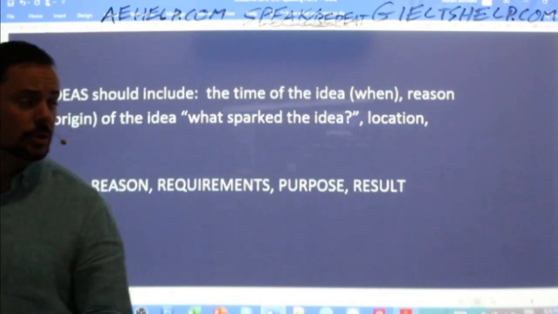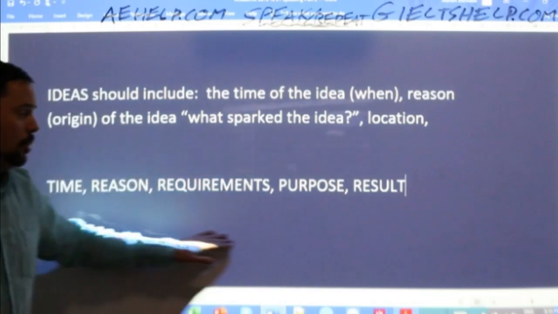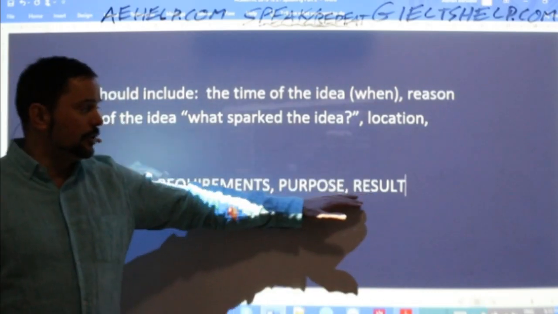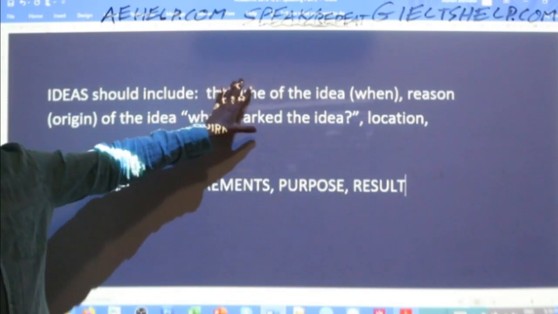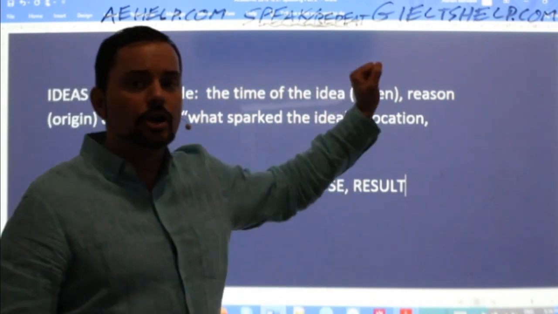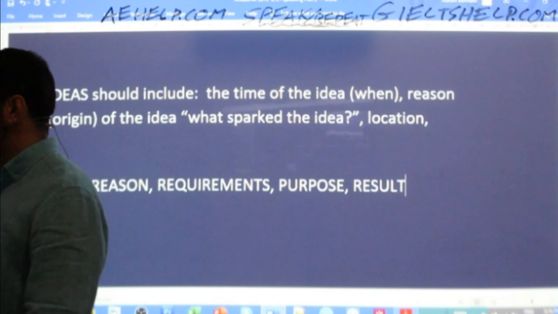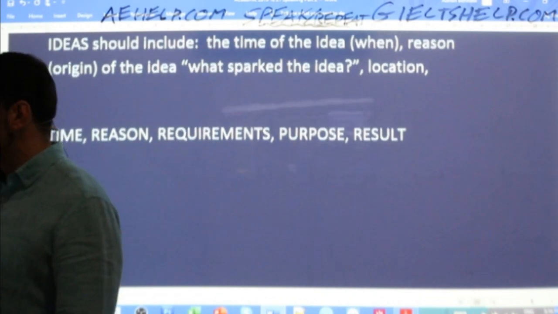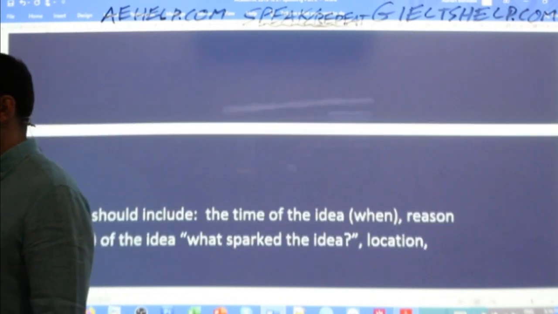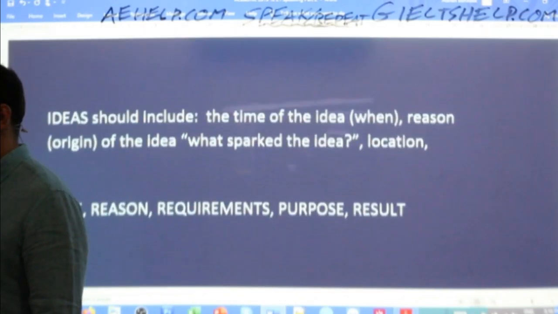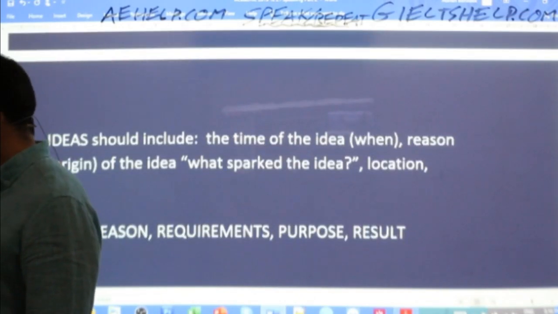If you include all of these points into your task or part 2 response, you should get a good band score, okay, as long as you make those clear, all right? So the time, the reason, the requirements, the purpose, and the result. That's what you're thinking of when you're thinking of ideas.